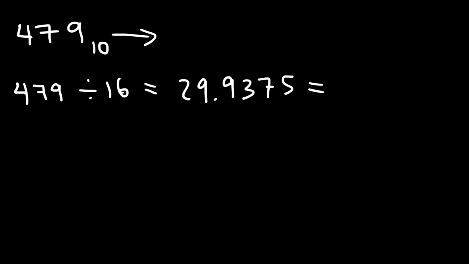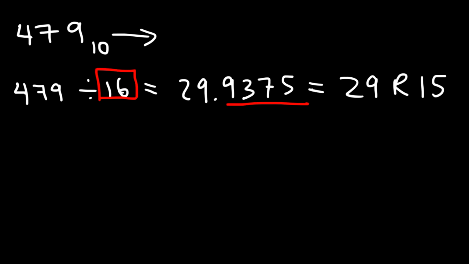29.9375. So here we have an integer of 29, and then we need to find the remainder. To find the remainder, multiply 16 by 0.9375. So 16 times 0.9375, that will give you a remainder of 15. Then you start with this number, 29, and divide that by 16. So let's move on to the next row.